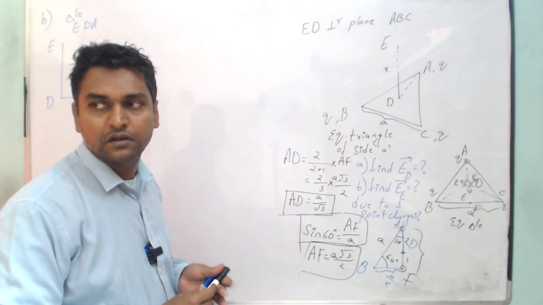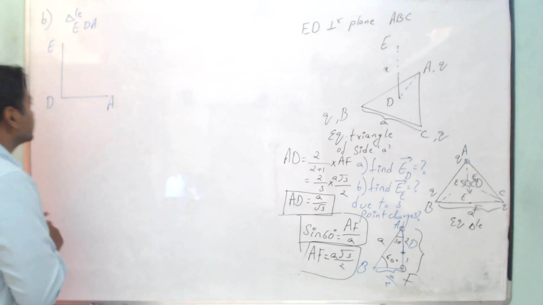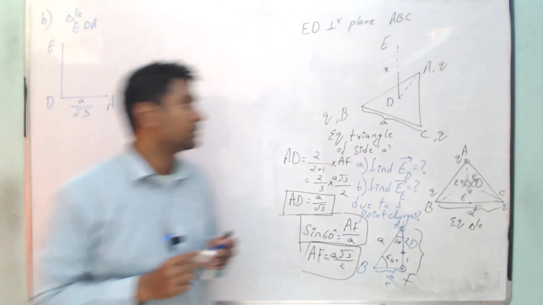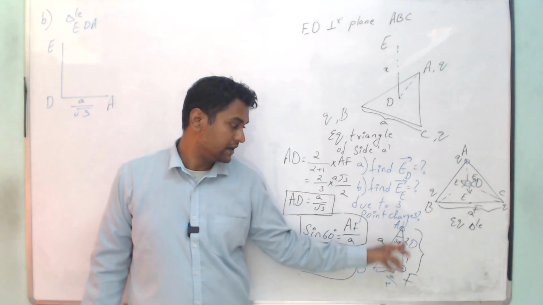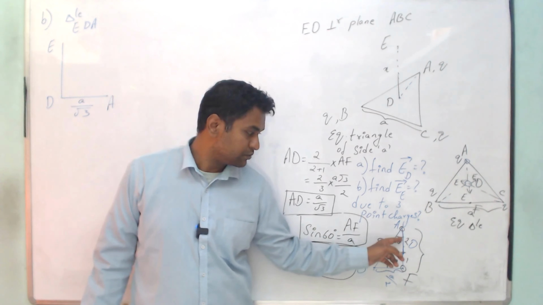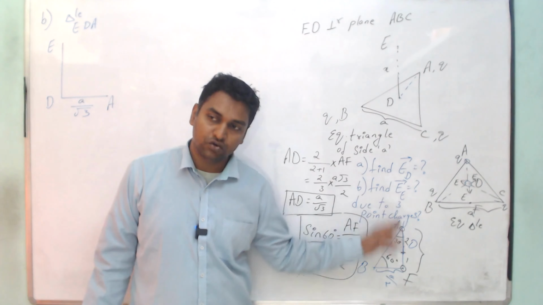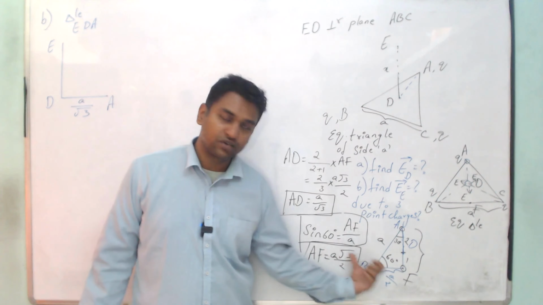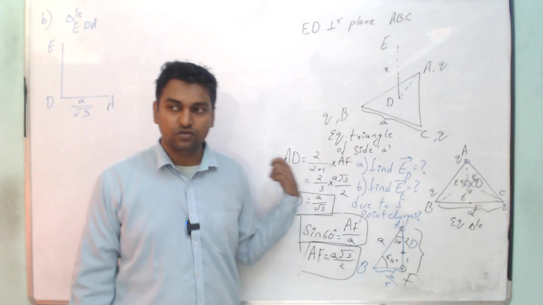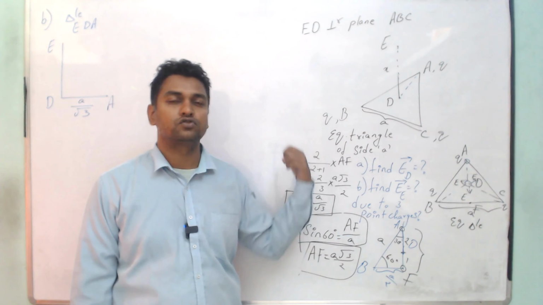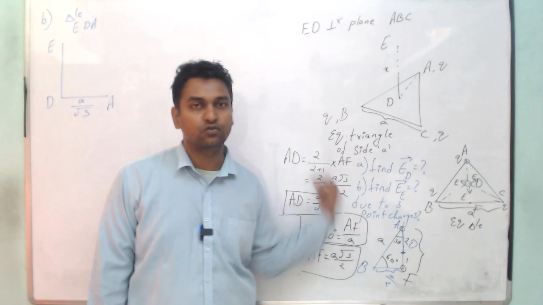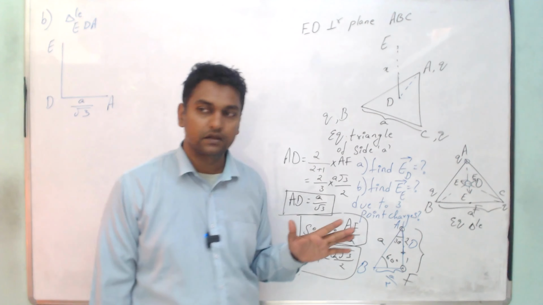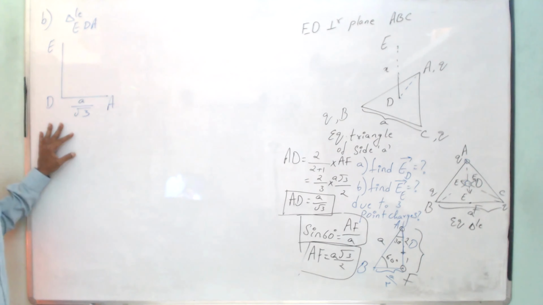Is this clear? So in this triangle, how did we find AD in the diagram? Because the center makes a 2:1 ratio in the total length of AF. I found AF as a root 3 by 2. When you say 2:1 ratio, it is 2 divided by 2 plus 1 times the total length AF, which gives me AD. Got it.